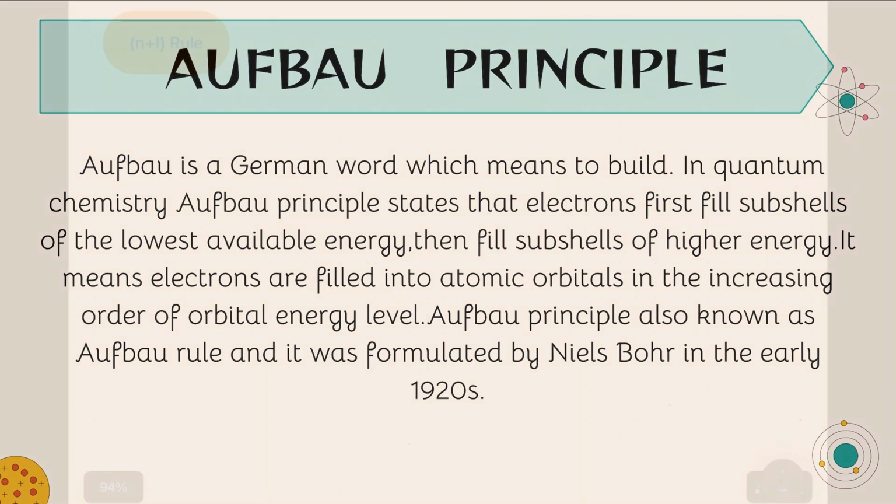Now let me explain you. So friends, according to Aufbau principle, electrons first fill the subcells of lower energy level and then go to the subcell of higher energy level, because there is a tendency of electrons to stay in a stable mode. So when the electrons are in the lower energy level, they will be in the stable condition, and when they are in the higher energy level, they will be more unstable.